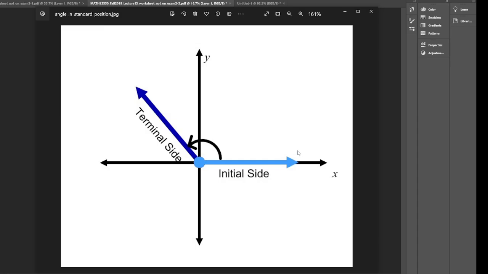Basically, the amount of rotating it had to do to get from the initial side to the terminal side, we call the measure of the angle. And we measure that in a few different units.